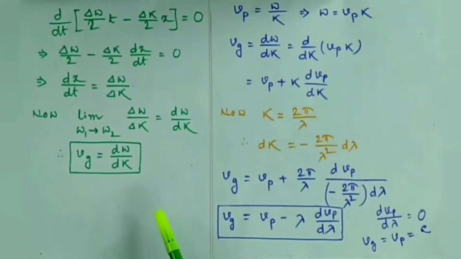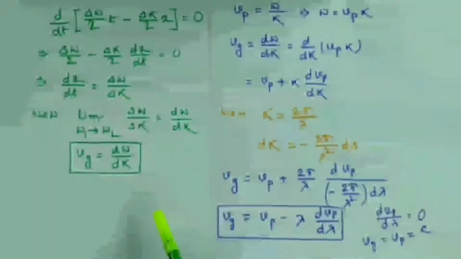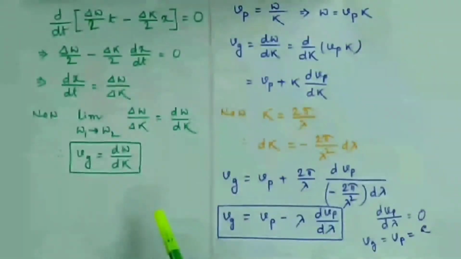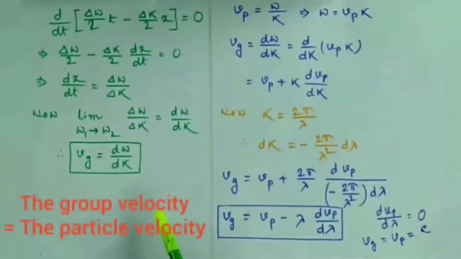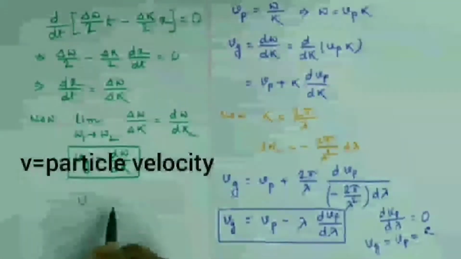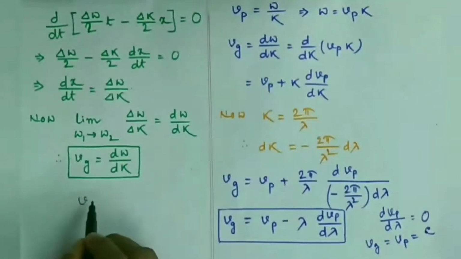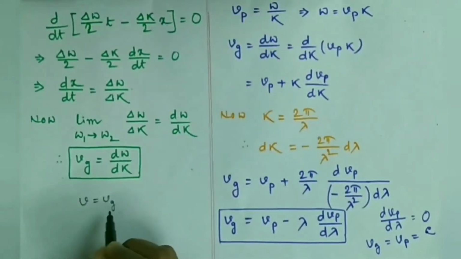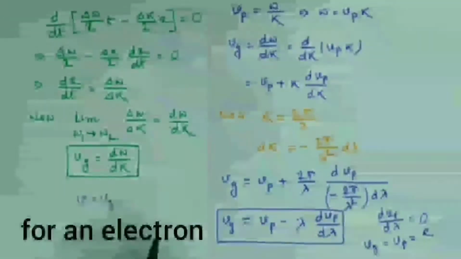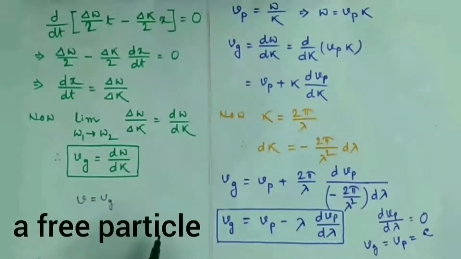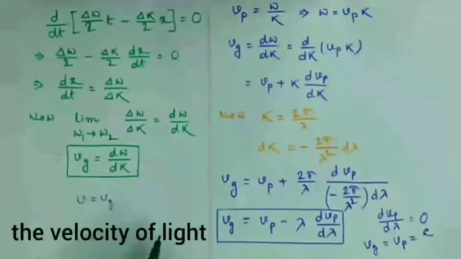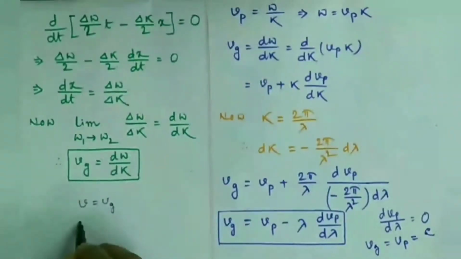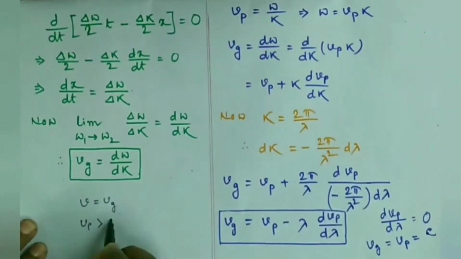Again, the velocity by which an electron in wave form, actually the wave packet, propagates through the medium is known as the group velocity, not the phase velocity. So, the group velocity and particle velocity must be equal. If v is the particle velocity and vg is the group velocity, then v equals vg. We shall prove it for an electron as well as a free particle. Here we shall also see that the phase velocity of the wave is greater than the velocity of light in vacuum. That means Vp is greater than c.